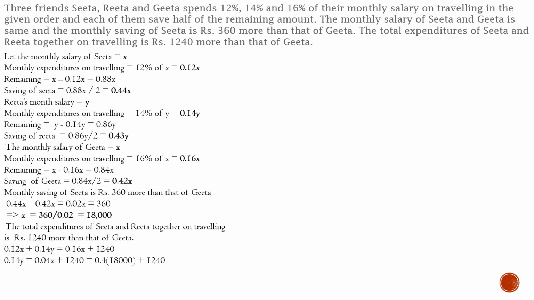Now substitute the value of x as 18,000. So we get 0.04 into 18,000 plus 1,240. So 0.04 into 18,000 is 720. 720 plus 1,240 is 1,960. So 0.14y is 1,960. So y will be 1,960 divided by 0.14. So the y value is equal to 14,000.